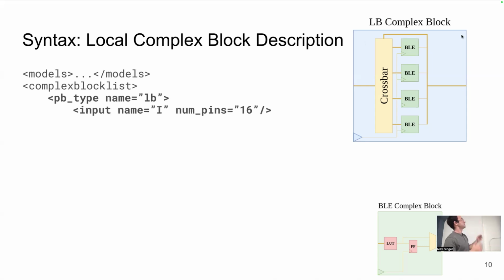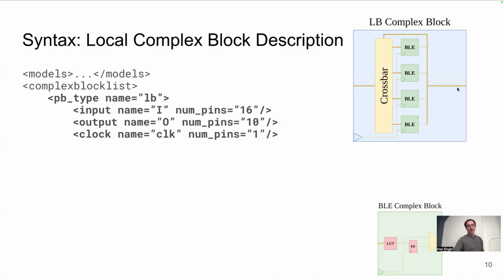Well, it has an input. That's the input right here. I'm going to name it I, why not? And let's say it has 16 pins, 16 bits, for example, in this orange connection right here. It has an output. Its name is O, and it has 10 bits of output. And it also has a clock. We need to describe all the inputs and outputs for this complex block because we need to describe not only what's inside the complex block, but what the routing looks like inside of there. So I need those pins.